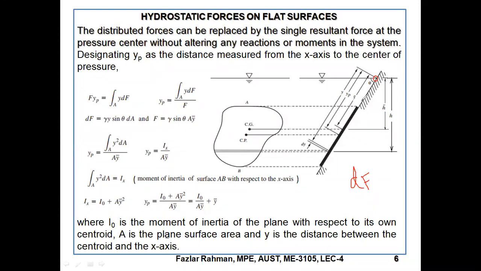You are taking an inclined surface. Right over here, the force working through this small strip is dF. The distance is y, so I can say this is dF into y. dF into y will be the moment of the force about this point, because this dF is working at a distance y.